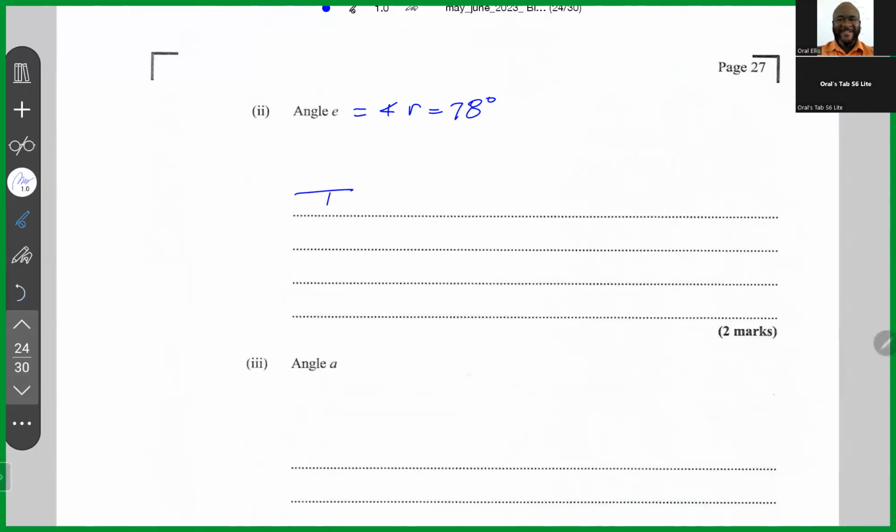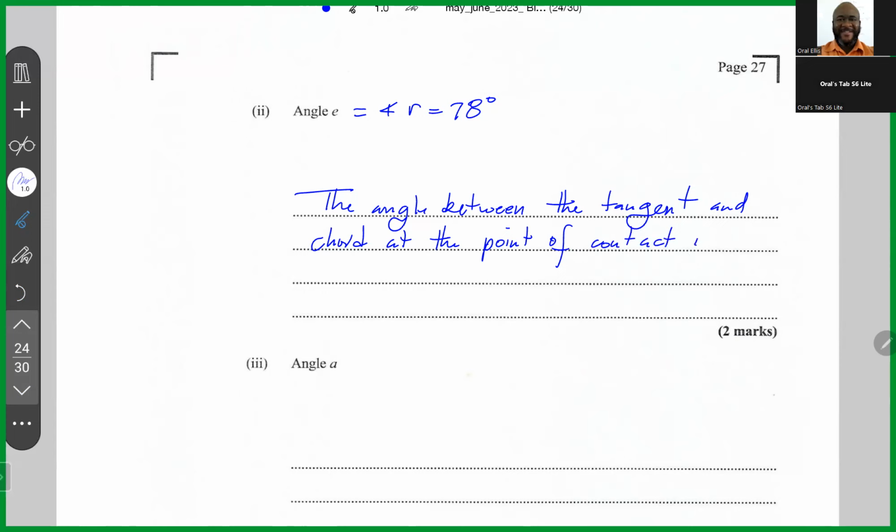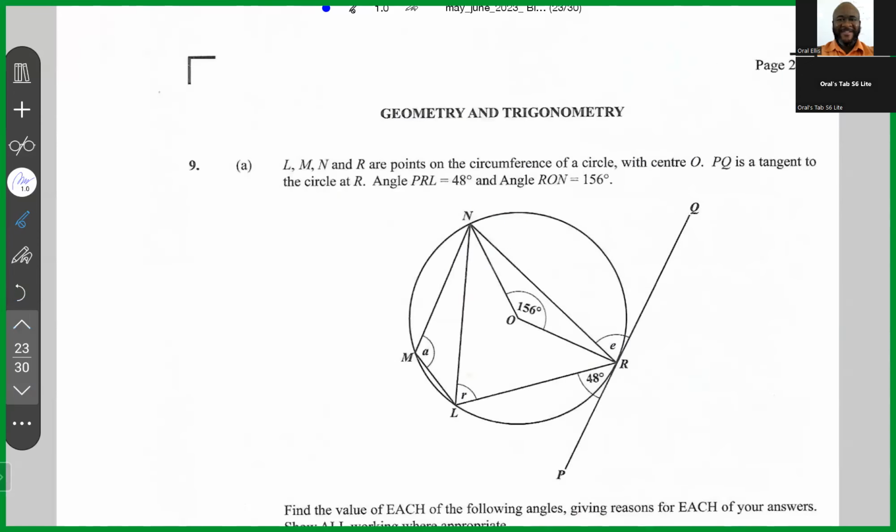And let's write the reason. So the angle between the tangent and the chord at the point of contact is E, and that is equal to angle R, which is the angle in the alternate segment, A. So angle A is there. That's the best way to go about finding A.